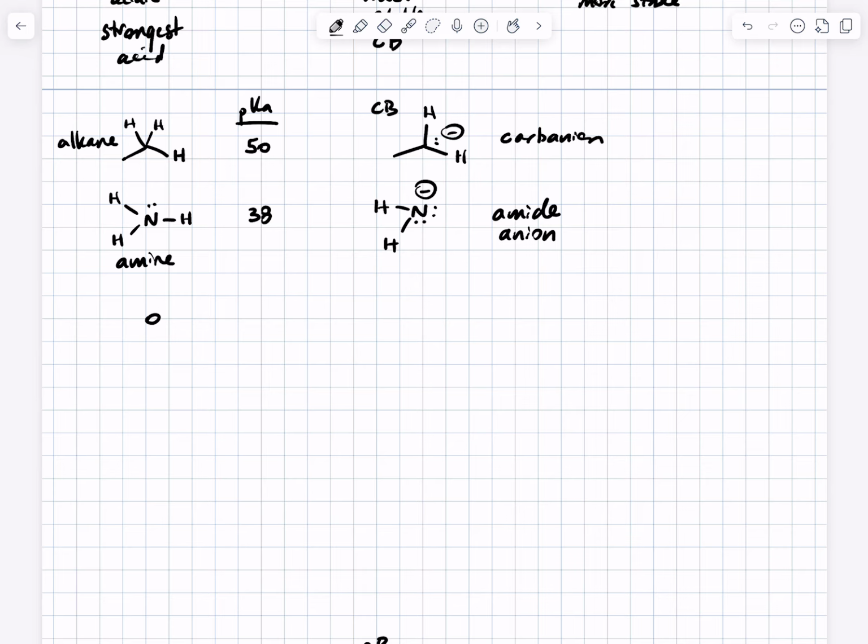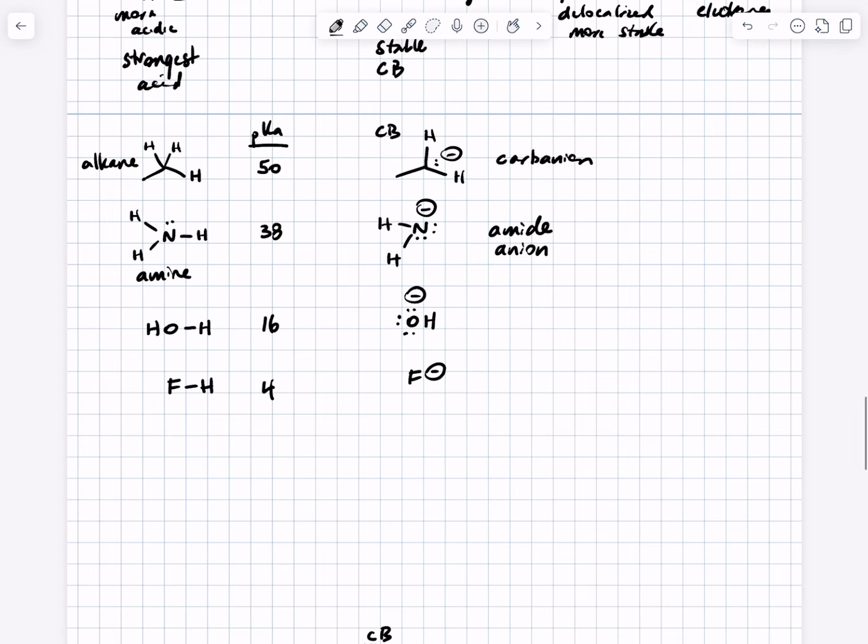If we move one space to the right, you now have water, which has a pKa of 16. Its conjugate base is hydroxide with a negative charge on oxygen. And then if you move one space to the right, you now have HF, which has a pKa of 4. Okay?